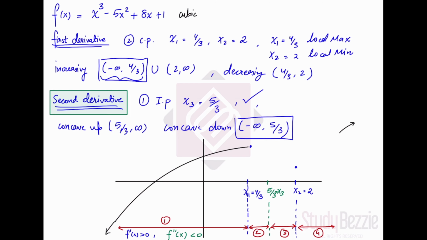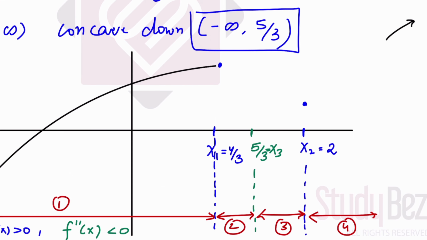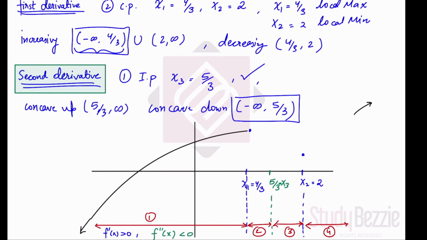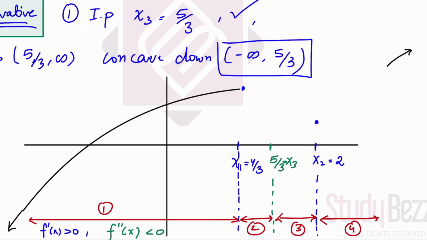Okay, let's move on to interval 2. Interval 2 in the red here, I know my behavior of the function changes because this interval in the red will lie here. This is 4 over 3 and 2. So I know in this particular zone, my function's derivative is now negative, but my second derivative is still positive.